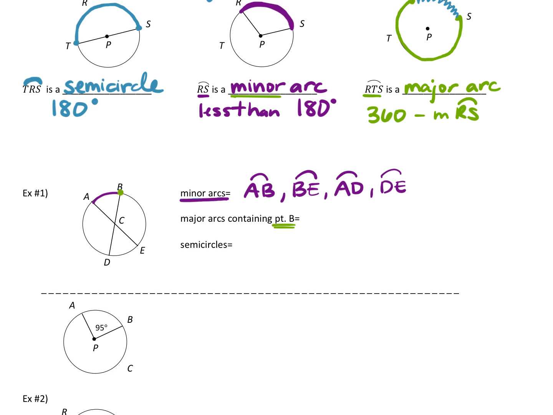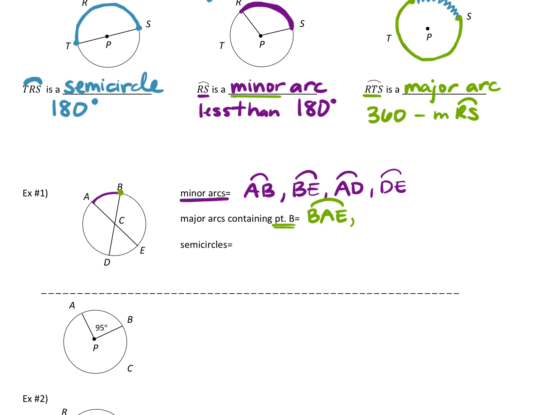So let's start at B. If I go B and I go to the left, it would be what? BA, BAD. BAD would be a semicircle. BAE, right? Ditch the D. We're doing major arcs. BAE would be a major arc.